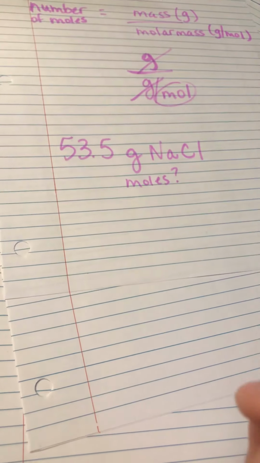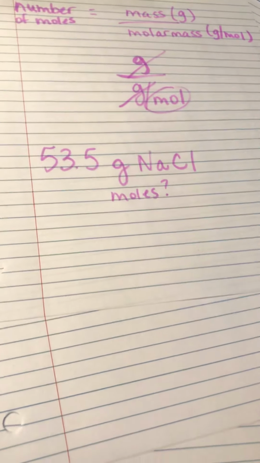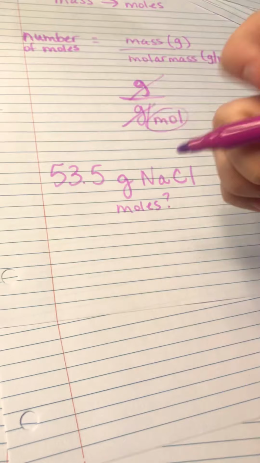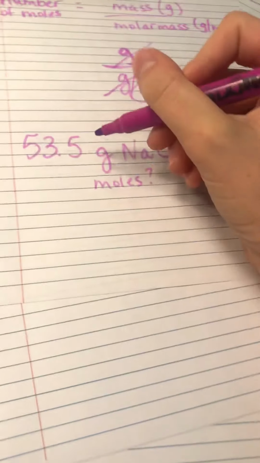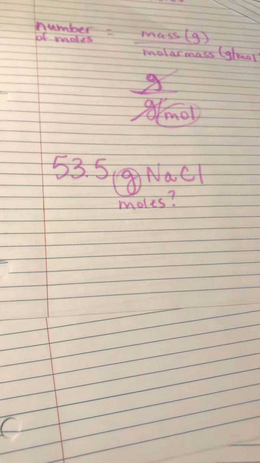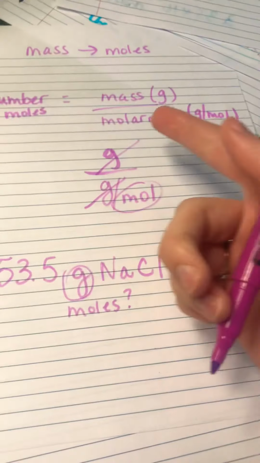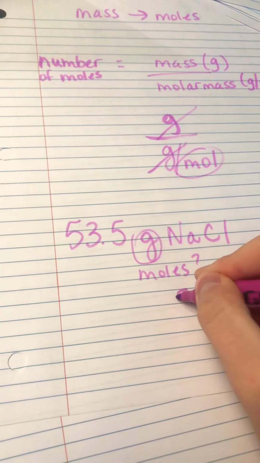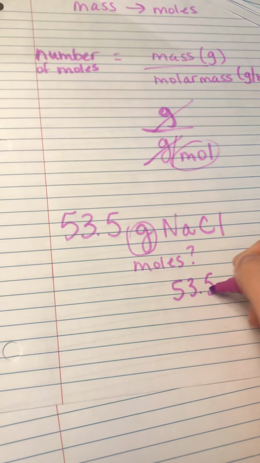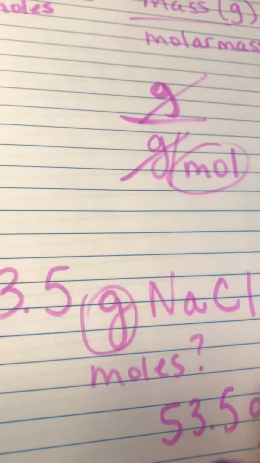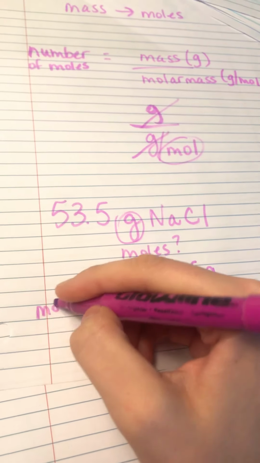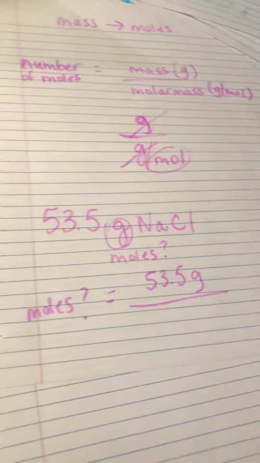Okay, so the first thing I want to do is plug the numbers I have into the formula. Well, what do I have? I have a mass, right? This g, grams, lets me know that that is a mass. So I looked at my formula, where can I plug mass in? Well, I can plug it up there. So 53.5 grams over, and then I put moles here because that's what I'm trying to find. That's what I don't know.